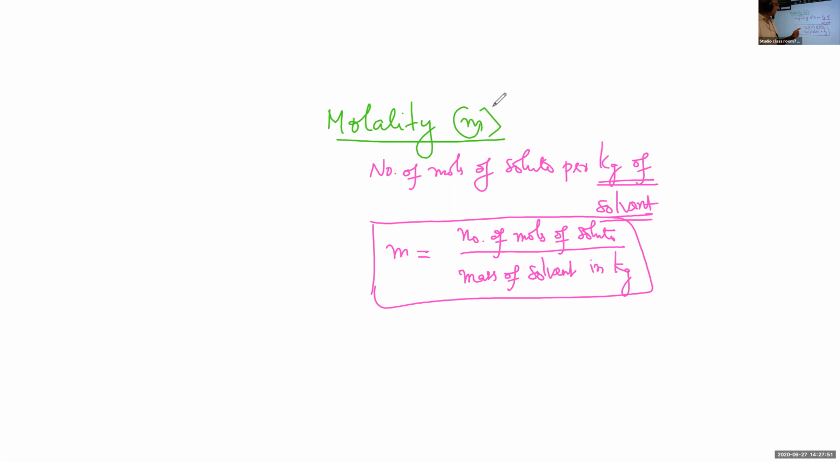And what will be the unit of molality? In the numerator, there is the number of moles, so mole in the numerator, divided by mass of solvent in kilogram. So the kilogram unit is in the denominator. So it is per kilogram, or kilogram raised to minus 1. So mole per kilogram is the unit of molality.